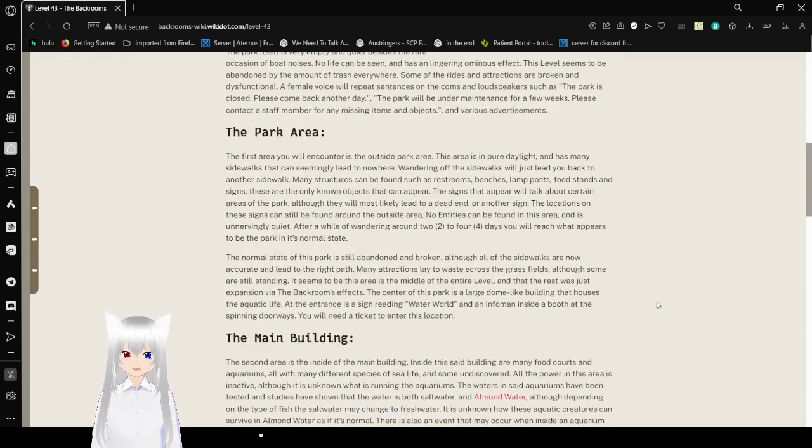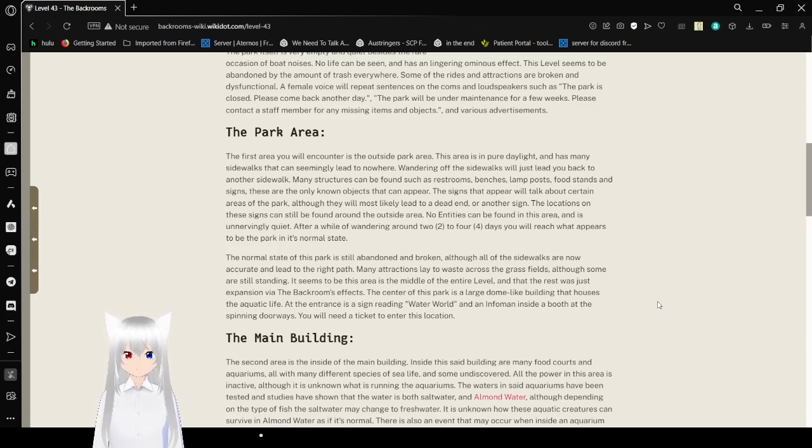The park area. The first area you will encounter is the outside park area. This area is in pure daylight and has many sidewalks that can seemingly lead to nowhere. Wandering off the sidewalks will just lead you back to another sidewalk. Many structures can be found, such as restrooms, benches, lampposts, food stands, and another sidewalk.